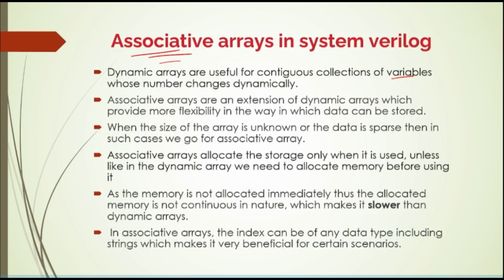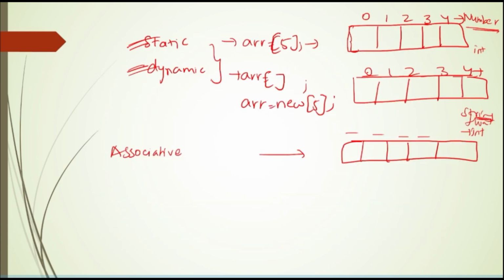Also, an associative array allocates the storage only when it is used, unlike the dynamic array, where we need to allocate memory before using it. Let us see how the memory allocation works for these three. In a static array, the memory allocation is done during compile time. As soon as you declare the array and it is compiling, the memory of 5 locations is allocated.